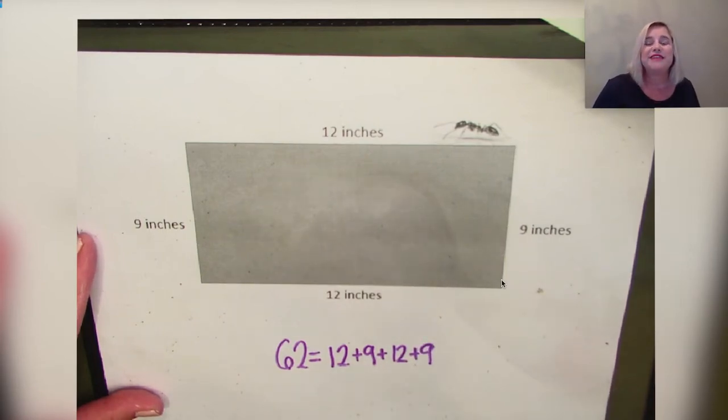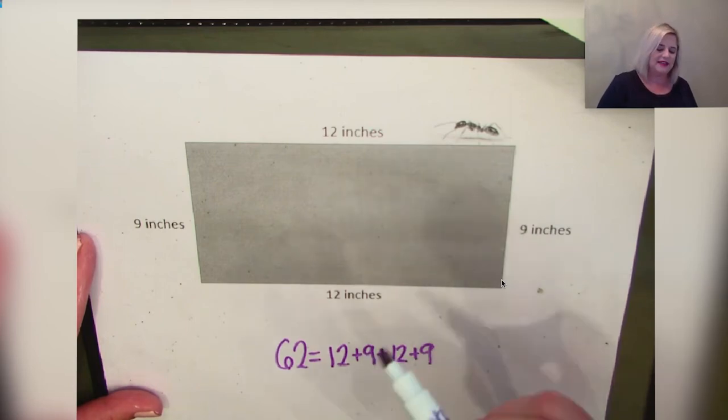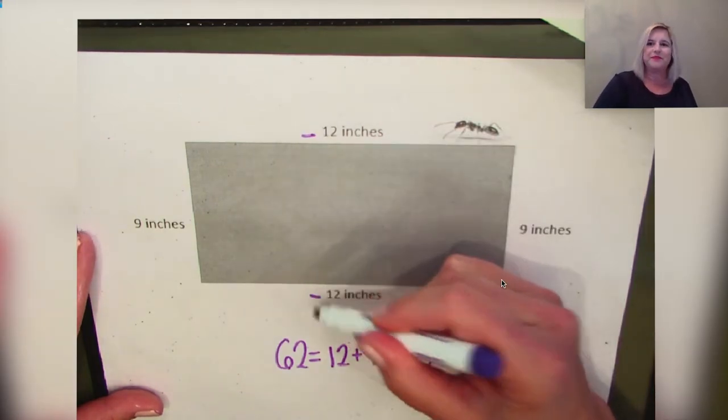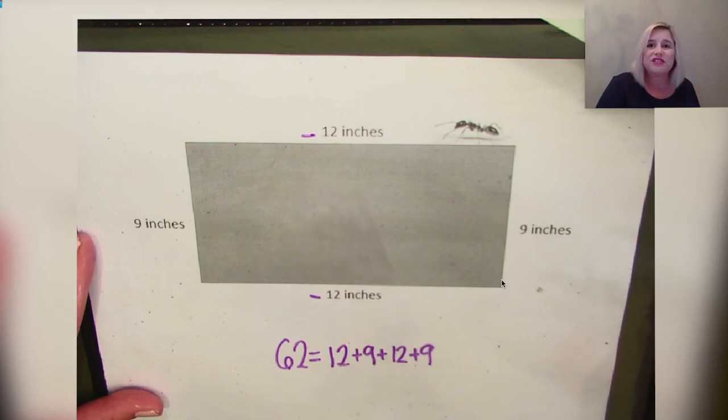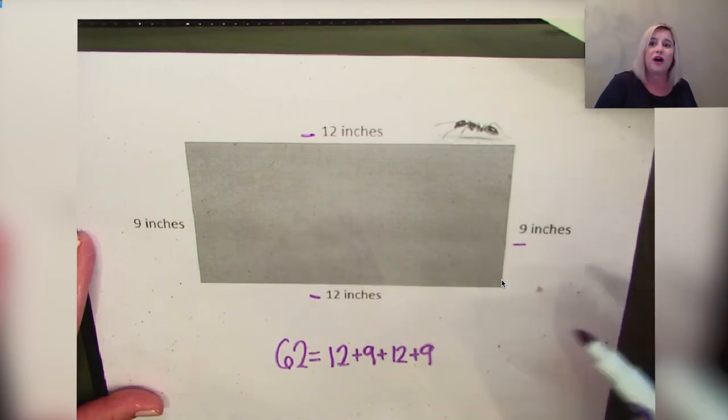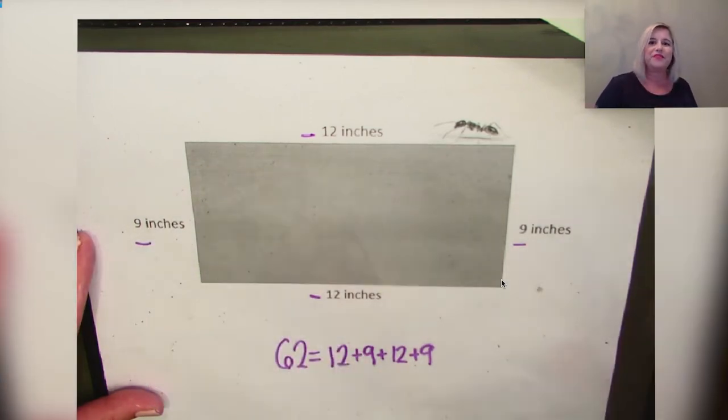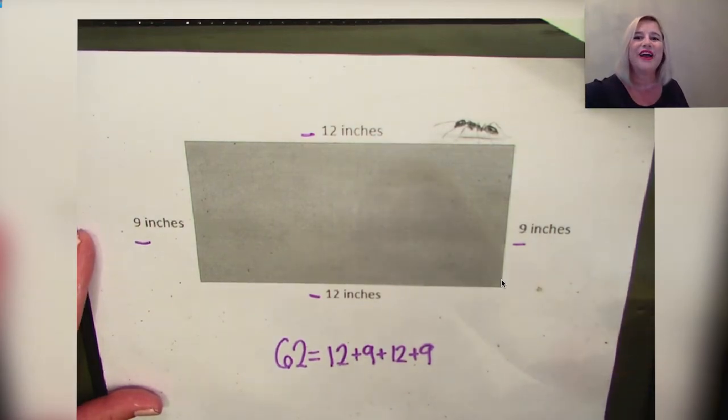Our shape is a rectangle, so we know that the opposite sides are the same. We have two 12s in our equation because we have opposite sides, and they're 12 inches long. You wrote two 9s in your equation because we have these two sides, which are opposite to each other, that are both 9 inches. Great job. We can use what we know about addition to find the distance around shapes.